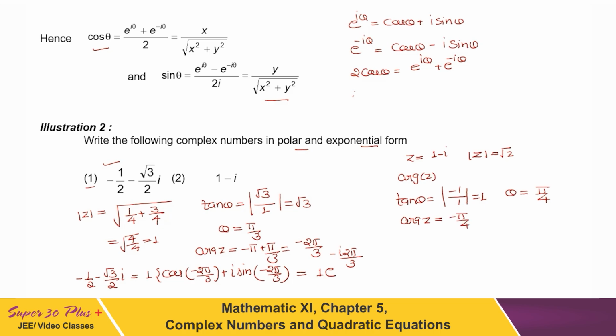Now we can write complex number z in the polar form. It will be root 2, it is r, cos theta means cos minus pi by 4, plus iota sin theta, it is sin minus pi by 4. And we can write in exponential form like r e to power iota theta, it is e to power minus iota pi by 4. This is the exponential form of 1 minus iota.